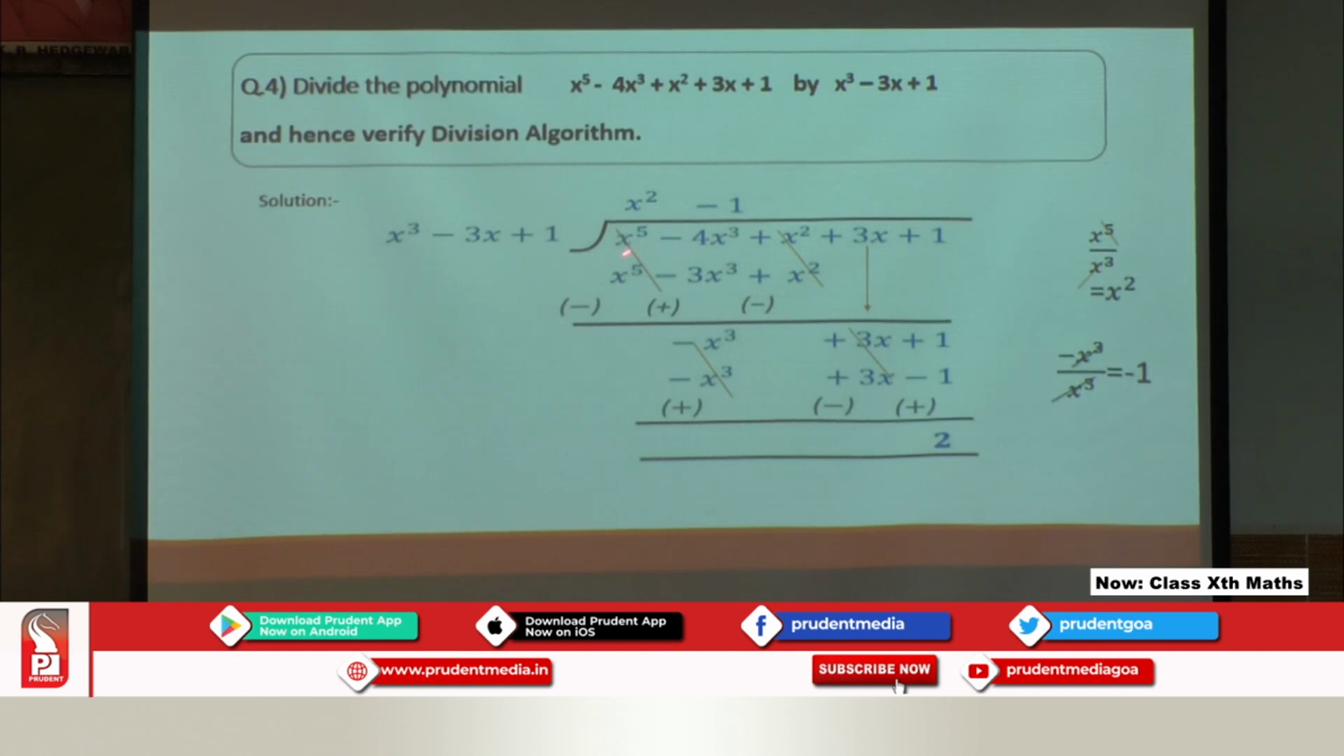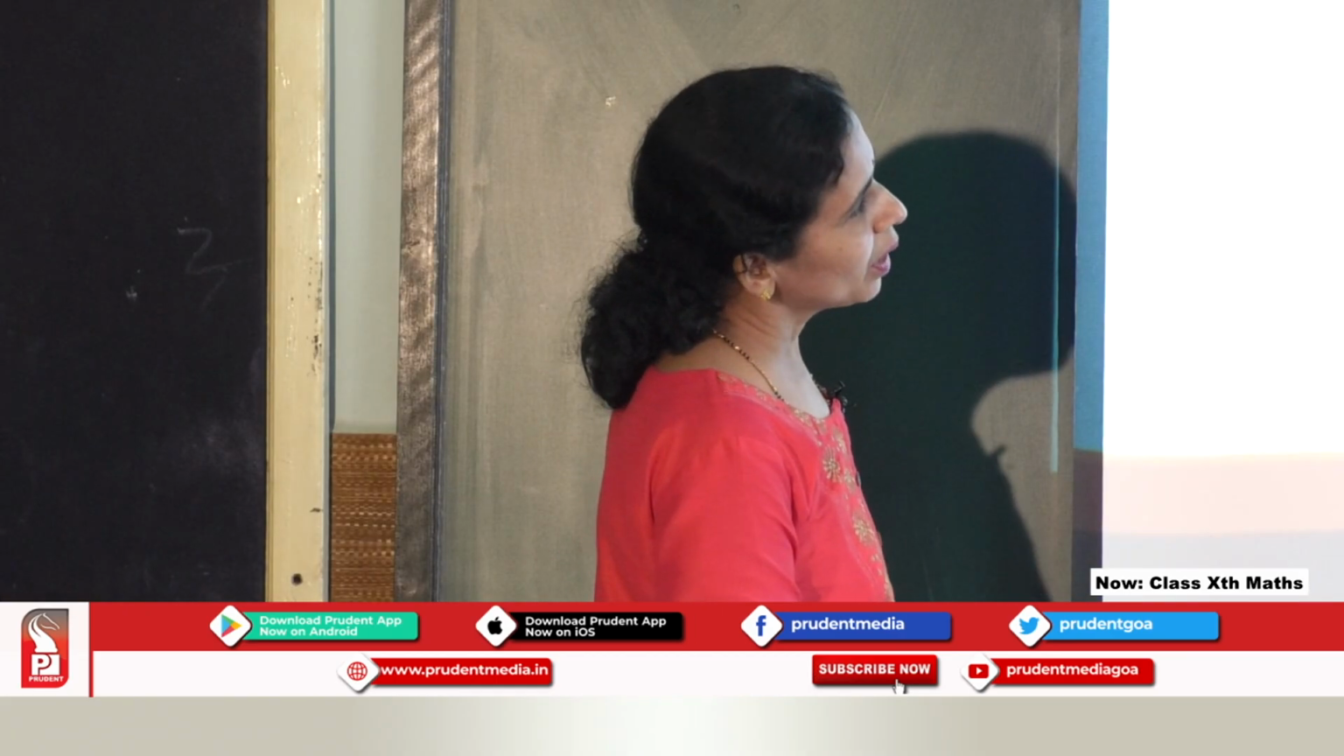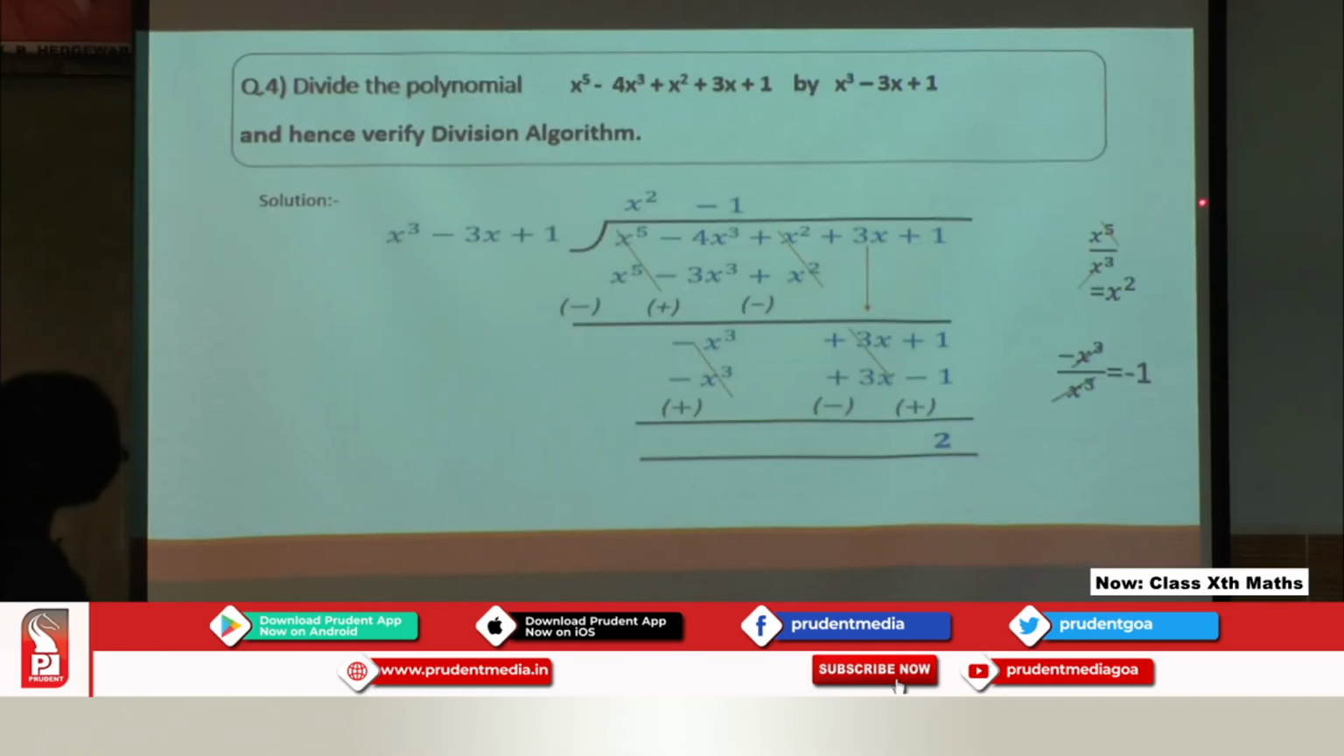Now p of x, that is x raised to 5 minus 4x cube plus x square plus 3x plus 1, is divided by x cube minus 3x plus 1. Here again we have to see the first term of the dividend, that is x raised to 5, and the first term of the divisor is x cube. So I divided the first term of the dividend by the first term of the divisor. After cancellation, x cube and x cube cancel, and we got x square. So this x square is the first term of the quotient.